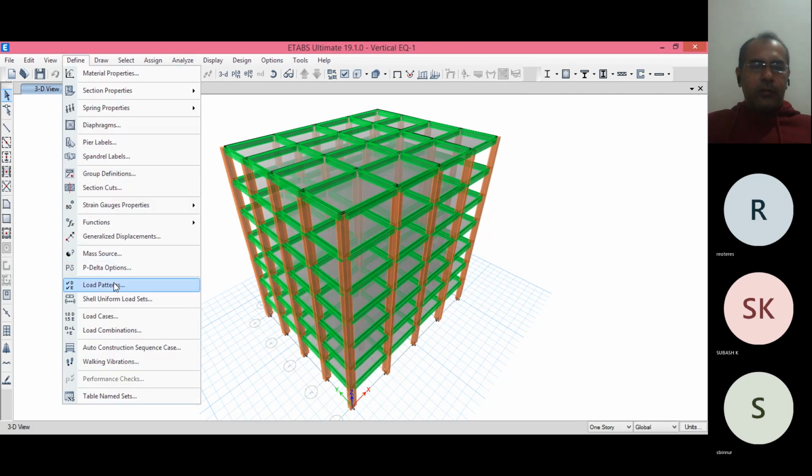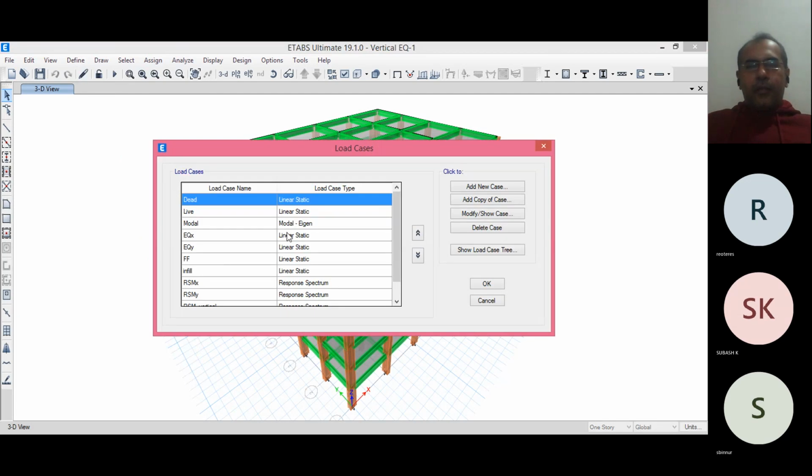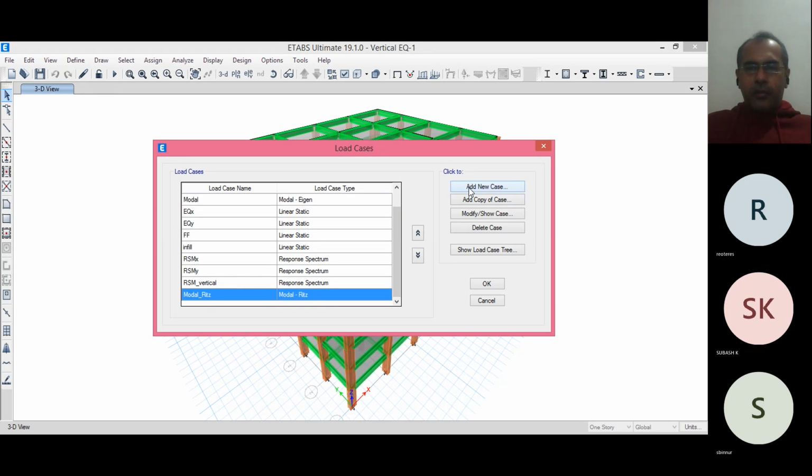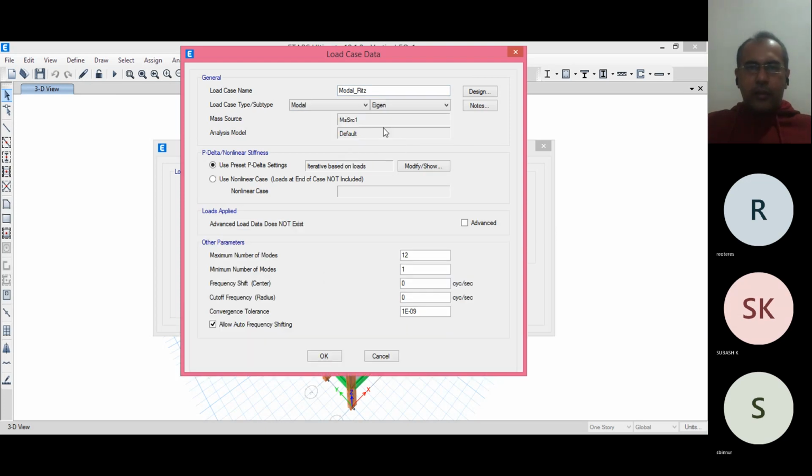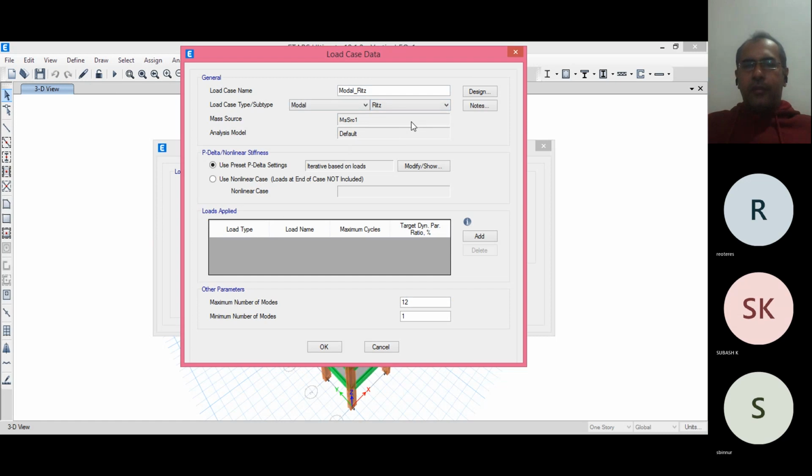Then what is required is your load cases. So in load cases, you can see modal, right? So modal eigenvalue is given, but for vertical earthquake, we require Ritz vector. We do not require a modal vector. So what we have to define? We have to define a new case. In this, you give the modal underscore Ritz. Okay. And in that, you have to take this as modal. So your modal in eigen, you have to select Ritz vector, right? So this is how you will define your function, and you will add it here.